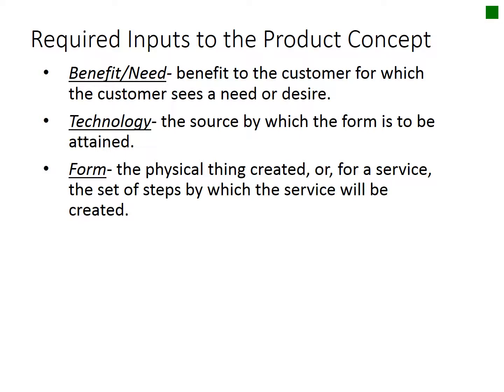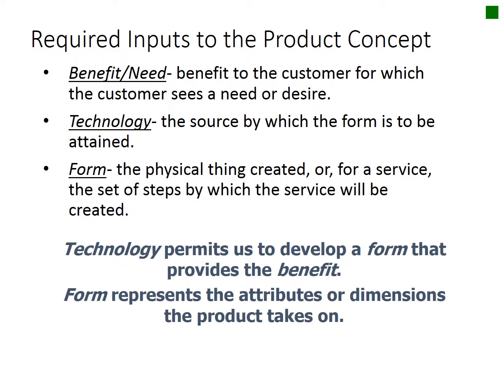So this third piece is absolutely critical if we want to have a viable product. In fact, if you don't have the form, then you won't have something to sell to the customer. You have just the idea at that point. So what we do is we step back and we say that the technology or the resource that the firm has permits us to develop a form that then provides or delivers the benefit to the customer. So these three things have to exist in order for us to move forward.